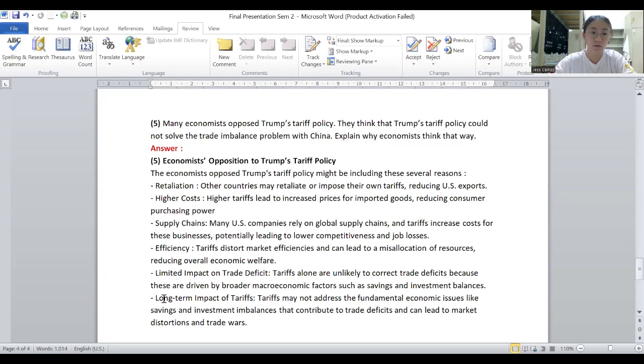It also affects the long-term impact of this tariff. Tariffs may not address fundamental economic issues like savings and investment imbalances that contribute to trade deficits, and can lead to market distortions or even worse, trade wars.